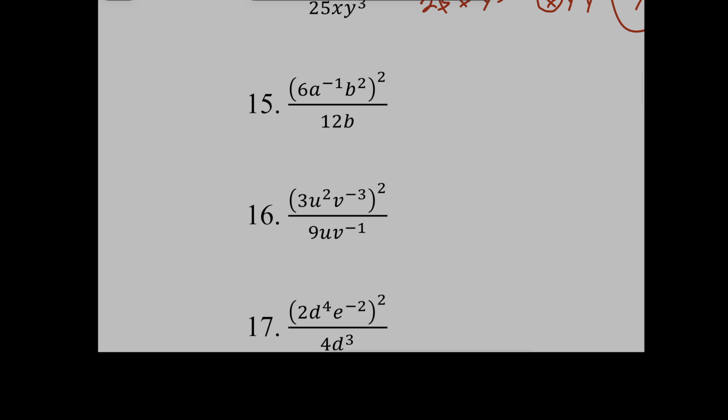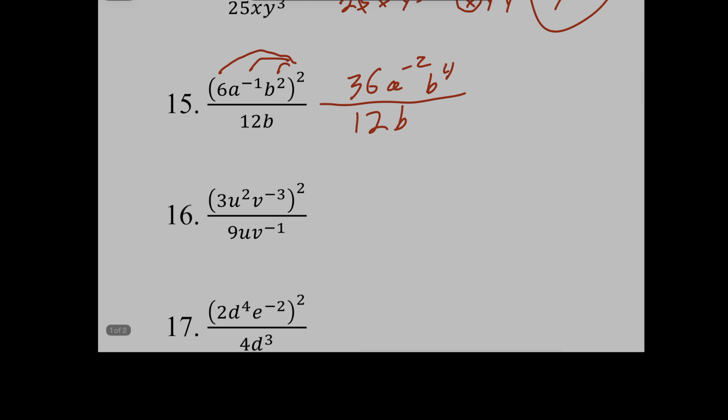Let's go on to number 15. Let's square all of these. We're really learning a lot, aren't we? 6 squared is 36. I'm going to multiply negative 1 and 2. That's going to give me a to the negative 2. b2 squared is b to the 4th power, all over 12b.